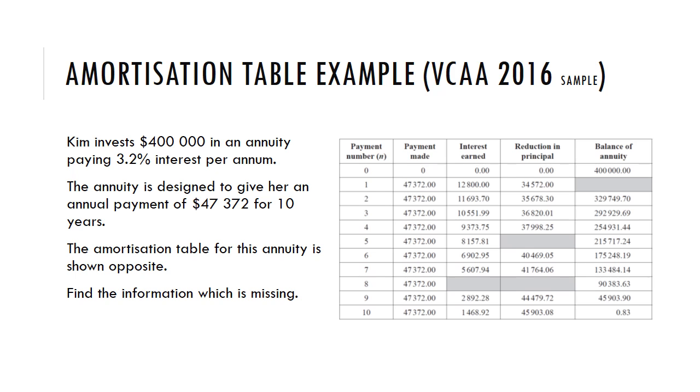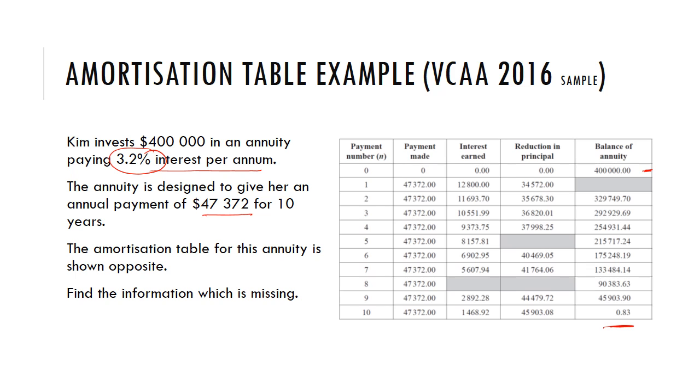So we think the kind of thing you're going to be asked to do is fill some gaps in a table like this one. We've got an amortisation table, taken from the sample paper that VCAA have released. What they're asking here is: Kim has invested $400,000 in an annuity, and the annuity is paying 3.2% per annum. The annuity is designed to give her an annual payment of $47,372 for 10 years. So at the end of 10 years, the annuity is going to run out, effectively having a balance of 0.